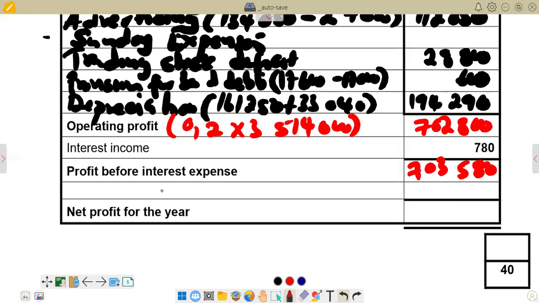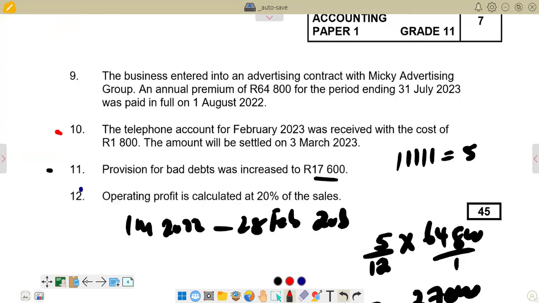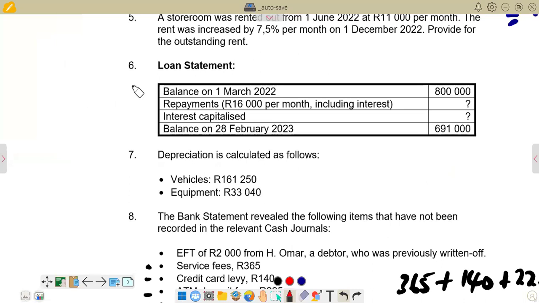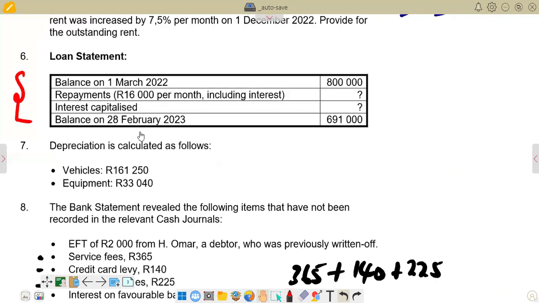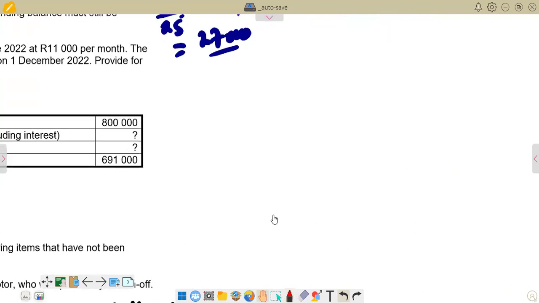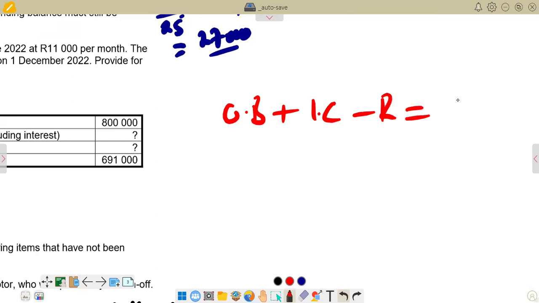Then we have to calculate the figure for interest expense. So we go to the information given to see how we can calculate that figure. We are given information here that we can use to calculate the interest expense. We are going to employ the formula: opening balance of loan, add interest capitalized, subtract repayments, then you get your closing balance. So we just substitute those figures.